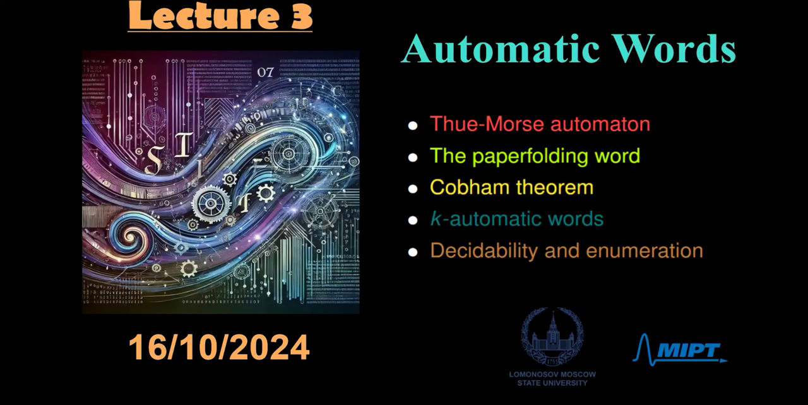What about decidability and enumeration? Finally, we will touch on important questions of decidability related to automatic sequences, such as whether certain properties of these words can be algorithmically determined, and methods for their enumeration.